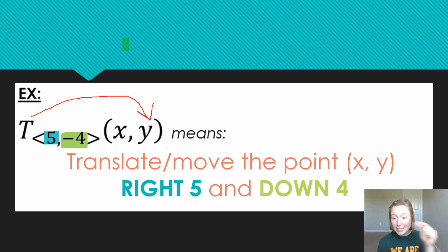So that means on the X axis, I'm gonna move all my points right 5. And on the Y axis, I'm gonna move everything down 4. So if I have a point here, I'm gonna move it 5 to the right and then 4 down. Every single point in my shape, if I had a triangle or a square, is gonna move 5 to the right and 4 down.